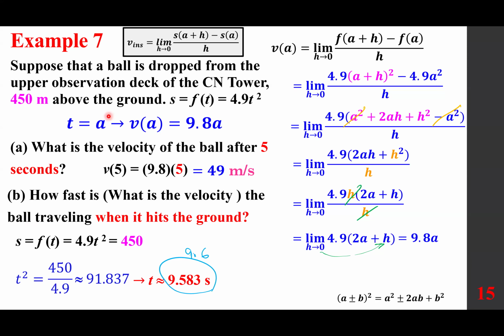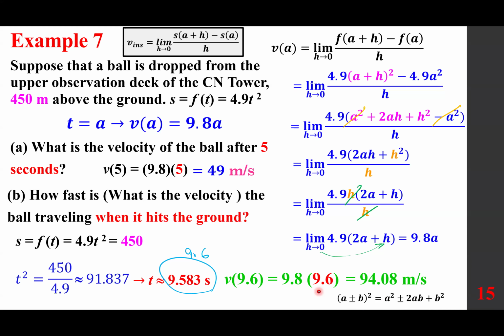And I'm going to go back to this one. v of a is 9.8a, and a is, in part B, 9.6. And their product, 94.08 meters per second. So this is in essence taking us to the next section.